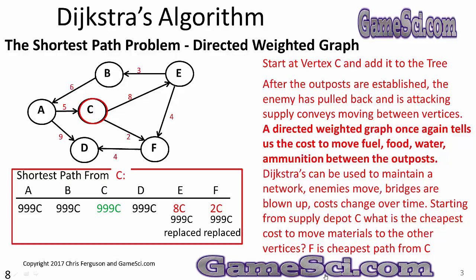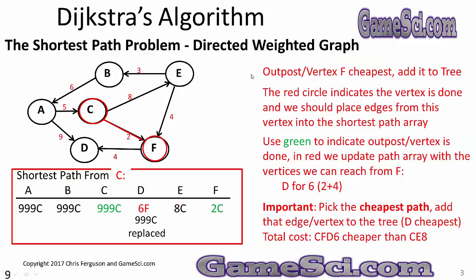Let's go to F next. Outpost/vertex F is the cheapest. Let's add F to the tree. The red circle indicates the vertex is done and we should place the edges from this vertex into the shortest path array. Use green to indicate the outpost/vertex is done.